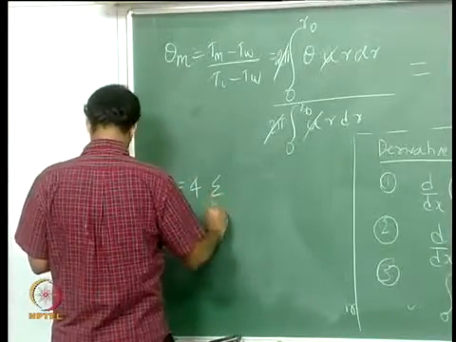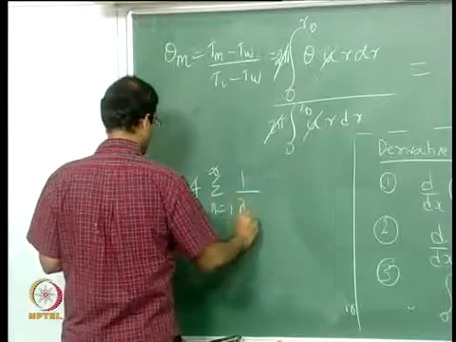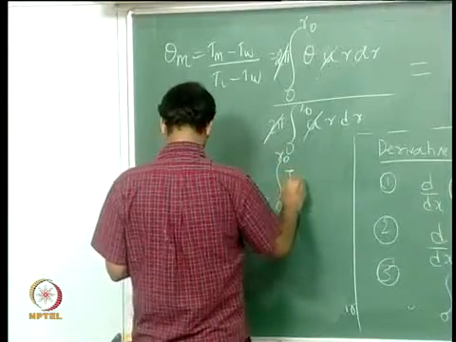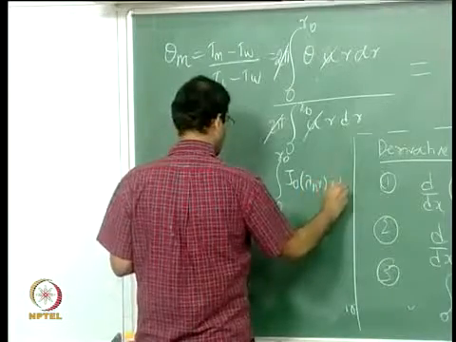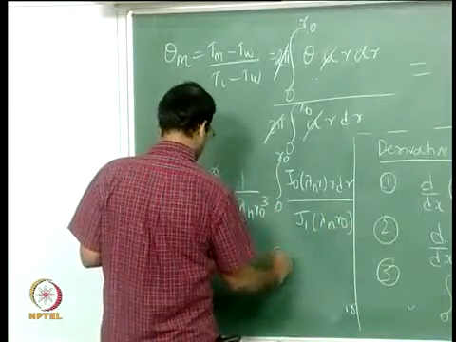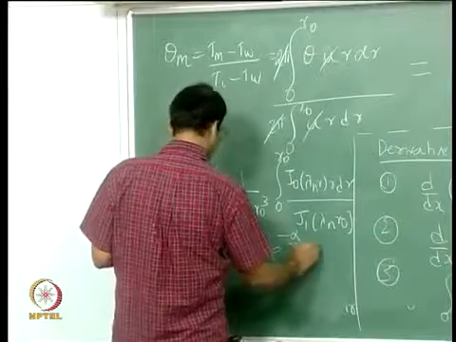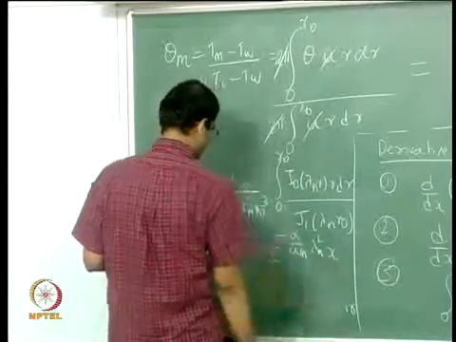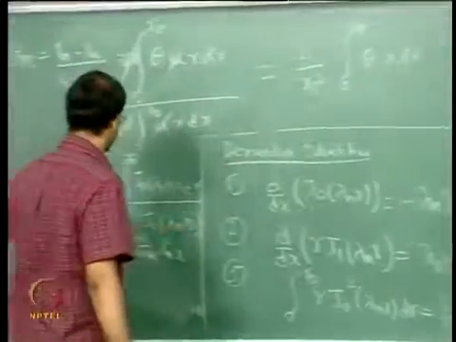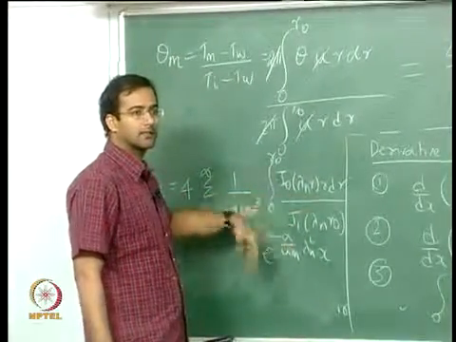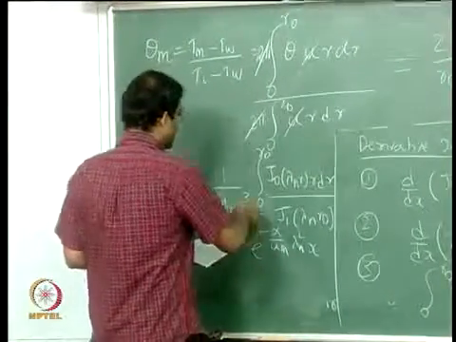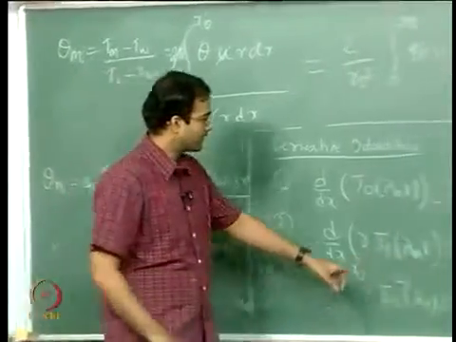as 4 times summation n equal to 1 to infinity 1 by lambda n r naught cube, integral 0 to r naught j naught lambda n r divided by j1 lambda n r naught into e power minus alpha by um into lambda n square x. So I am just substituting for theta and multiplying with r here. Okay, so you can just verify it, I am going a little bit fast, but it is straightforward, there is no difficulty here.